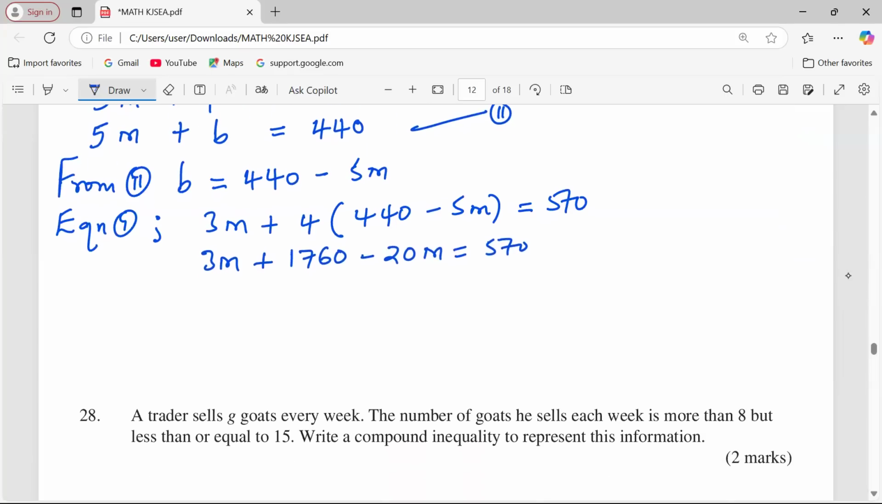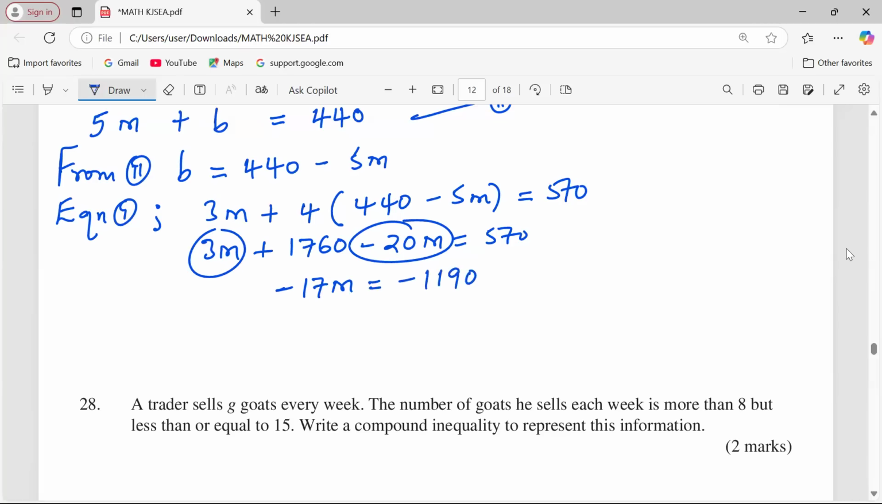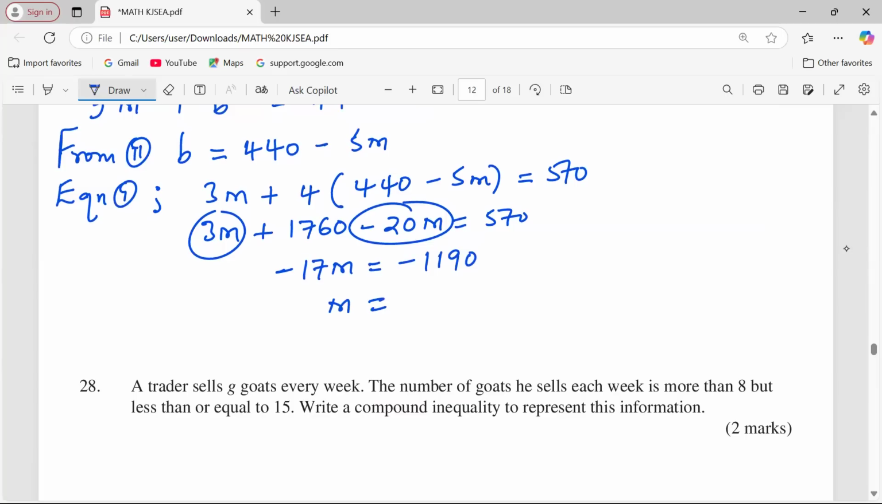Now we can start grouping terms together. 3M minus 20M gives us negative 17M. This is equivalent to 570 minus 1760, which gives us negative 1190. So we can get the value of M by dividing through by negative 17. The negatives cancel and M becomes exactly 70.